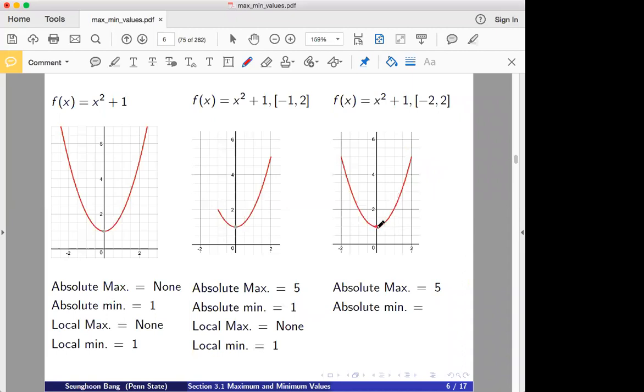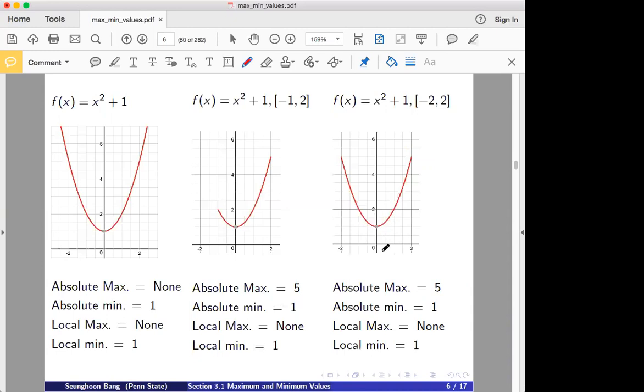Yeah, same. 1 here. Local maximum? Yeah, no. You're right. Local minimum? Yes, 1. The local minimum is 1.